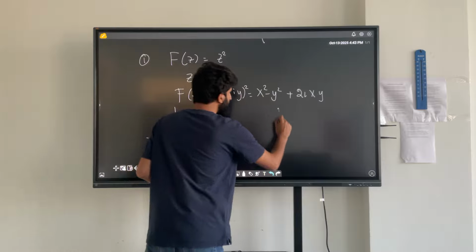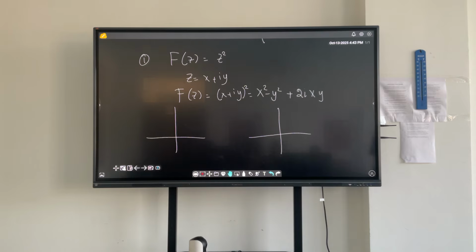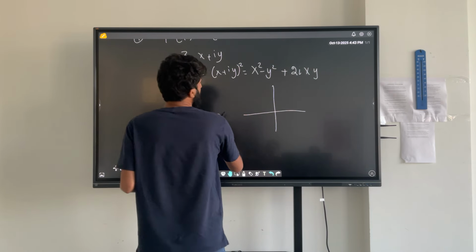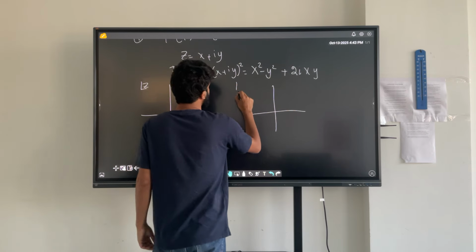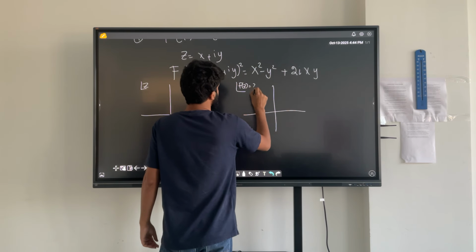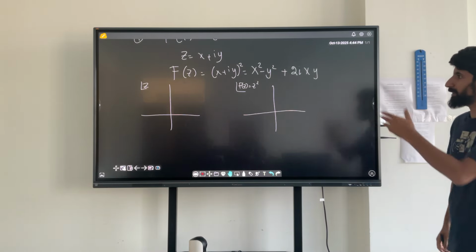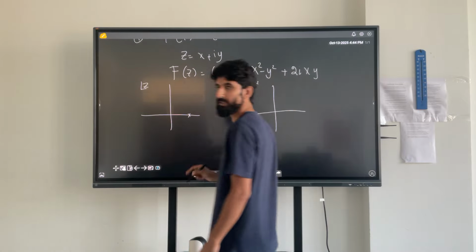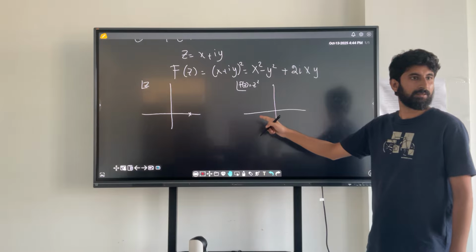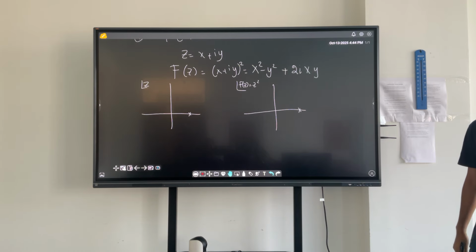Now let's try to visualize what number goes to what number for f of z equals z square. This is my z. This is my f of z, which is just z square. Tell me some number. If z is 1, where does 1 go? 1 goes to 1. What about any other number?